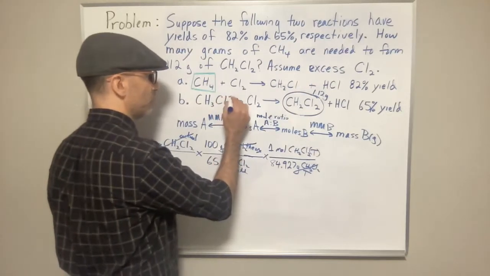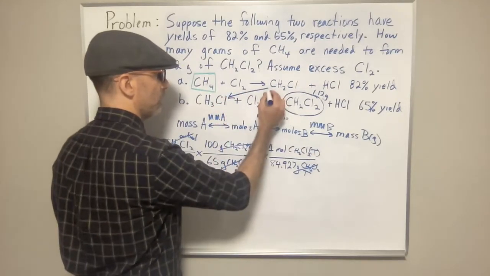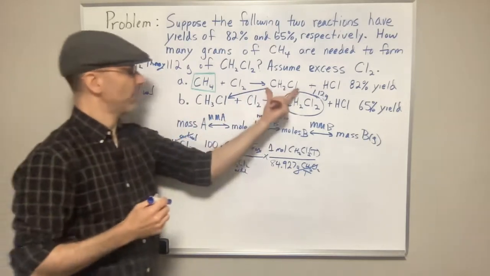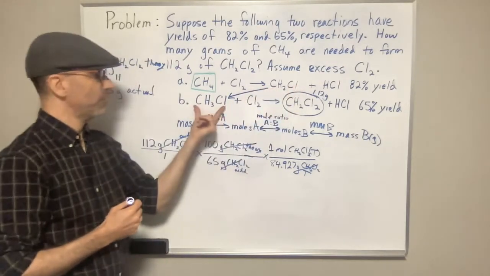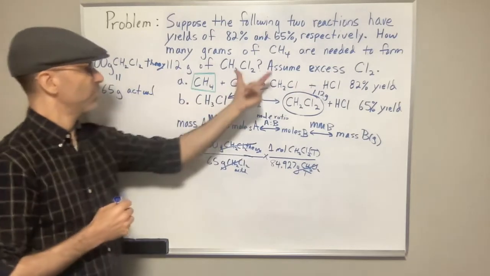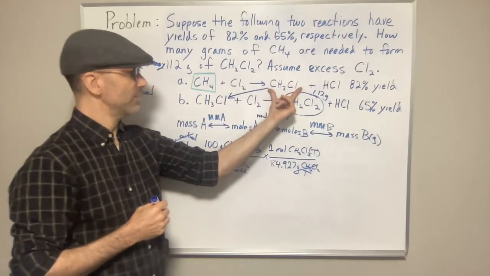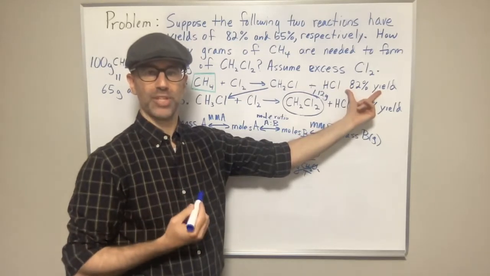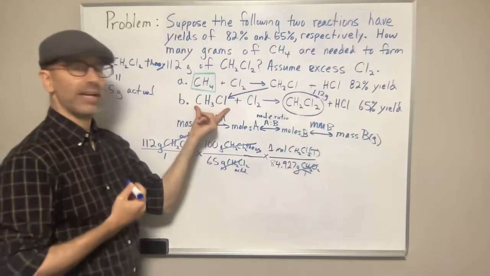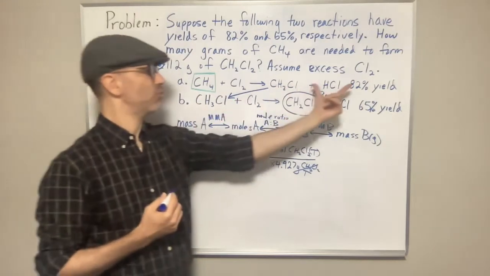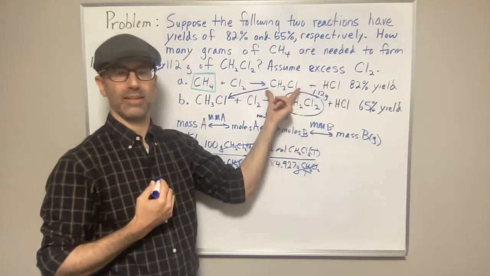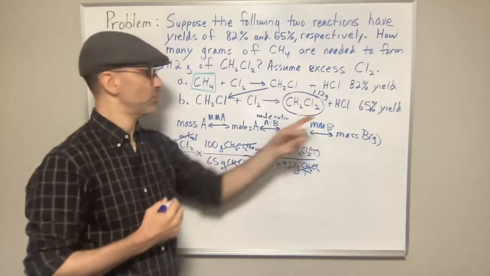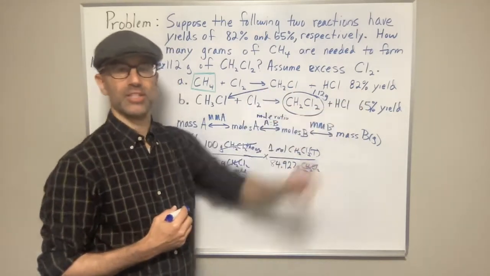So this came from here. The product of this is the reactant here. But notice that this product came from a reaction that is only 82% yield, so the amount that I have here is only 82% of what I should have gotten here. So I'm going to have to use this percentage as a conversion factor.